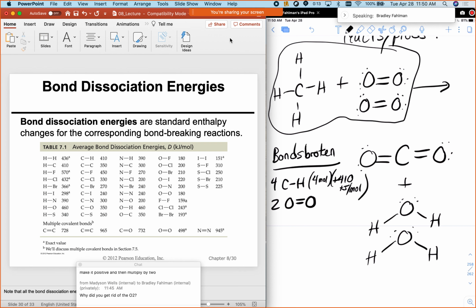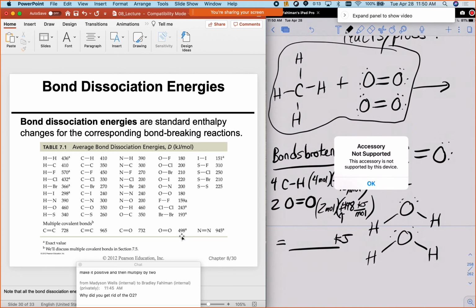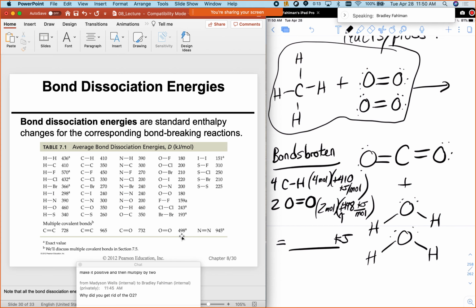And then this one is going to be 2 moles, and an O=O double bond is 498, plus 498. And they're positive values because breaking bonds, you have to absorb energy for that. It takes energy. So then you can just add these up, and that'll give you how much energy it takes to break apart all the reactants.